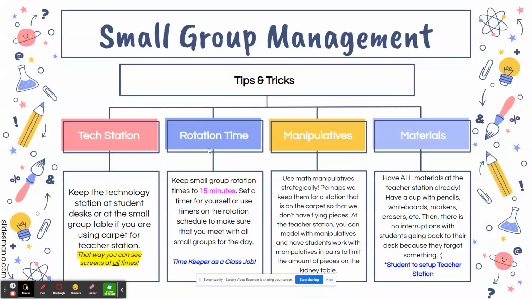For your rotation schedule time, keep the small group rotation times to 15 minutes. Set a timer for yourself or use timers on the rotation schedule to make sure that you meet with all small groups for the day. You can even have a timekeeper as a class job. And when the timer goes off, that student can go over to your desk, turn the timer off and start the next timer. So that way you don't have to leave the teacher small group table at all.